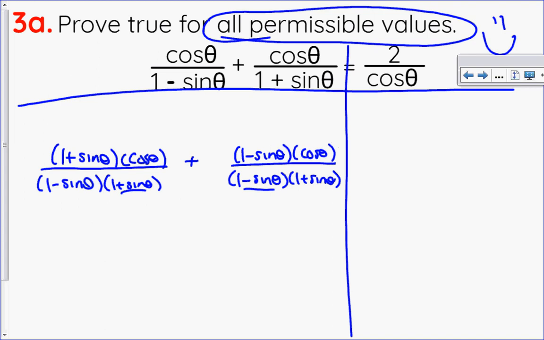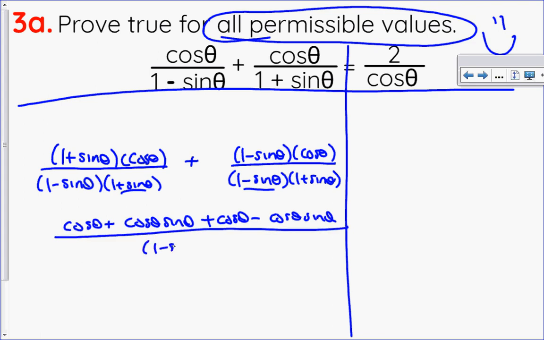Okay, let's distribute it in here. So I'm going to do cos times 1 plus cos times sine, plus, in the numerator here, distribute the cos in. Cos times 1 minus cos times sine. And that will all be over the common denominator. Okay, so in the numerator, I have a cosine, take away a cosine is gone. So I'm left with 2 cos theta.